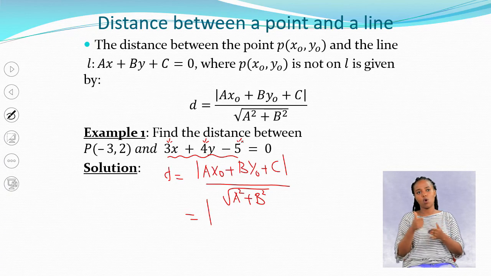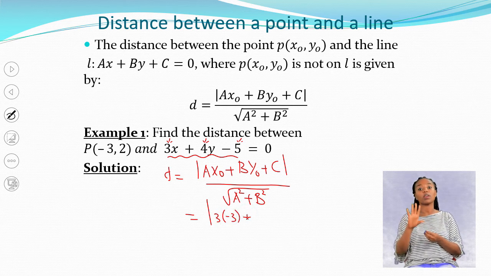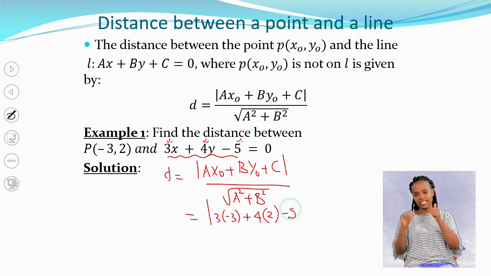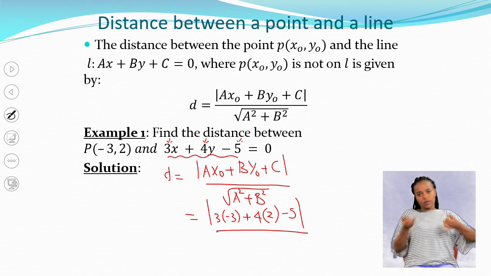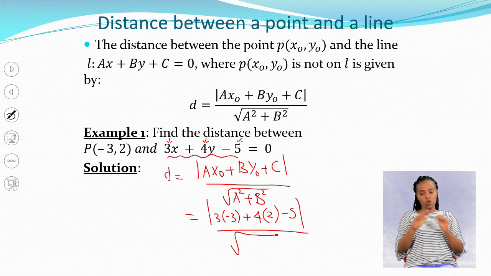So our a is this 3, our b is this 4, and our c is this negative 5. So in place of a, substitute 3. Absolute value of 3 times x naught, our x naught is minus 3, plus b, our b is 4, times our y naught is 2, plus c, our c is negative 5, minus 5 in absolute value, divided by the square root of a squared, our a is 3 squared, plus our b is 4 squared.